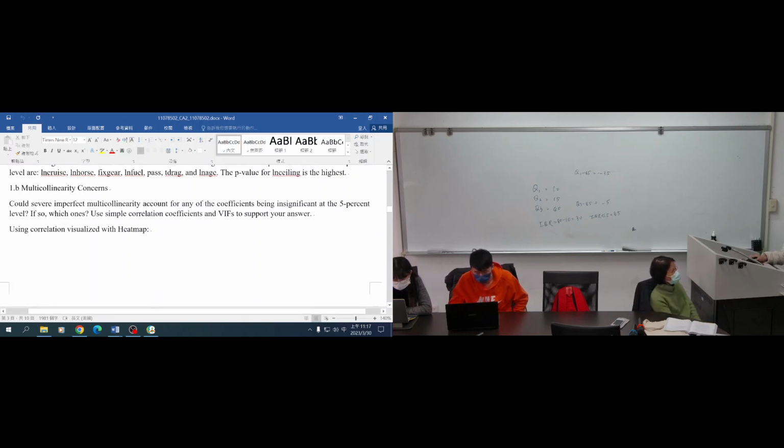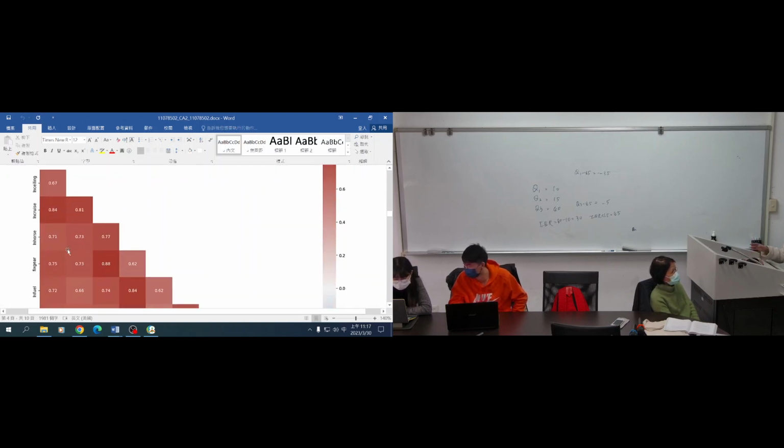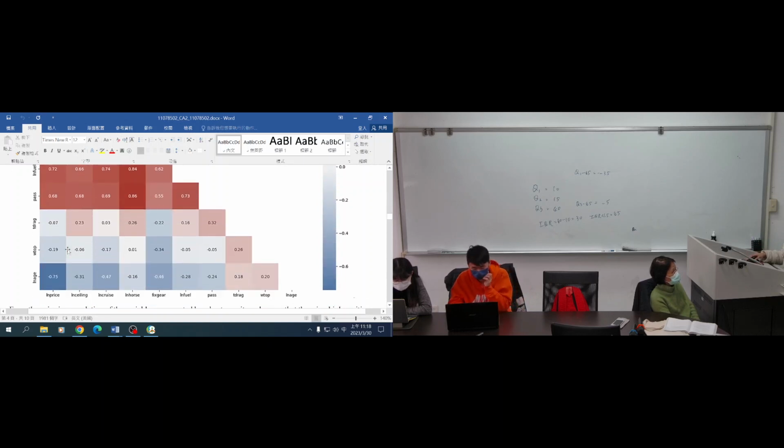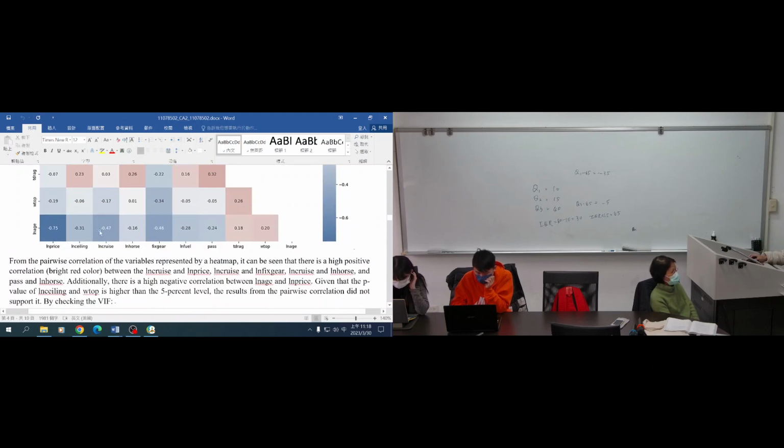For the multicollinearity concerns, I use the correlation, visualizing it using a heat map. From the pairwise correlation of the variables represented by this heat map, it can be seen that there is a high positive correlation, the bright red ones, between ln cruise and ln price, ln cruise and ln fixed gear, ln cruise and ln horse, and pass and ln horse. Additionally, there is a high negative correlation between ln age and ln price.